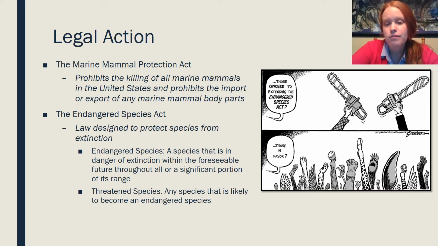Another one that you guys know about, whether you realize it or not, is the Endangered Species Act, and this came about in 1973, and it's a law designed to protect species from extinction. Basically it categorizes species as either endangered or threatened. Endangered is a species that is probably going to go extinct really soon if we don't do anything about it, and threatened is that they are likely to become endangered.